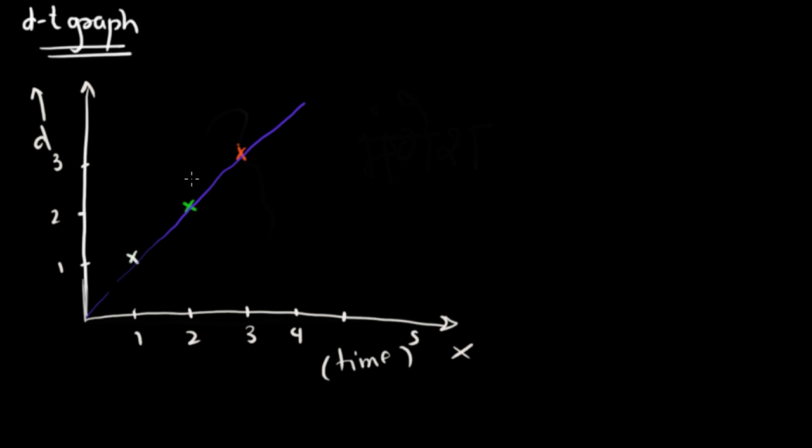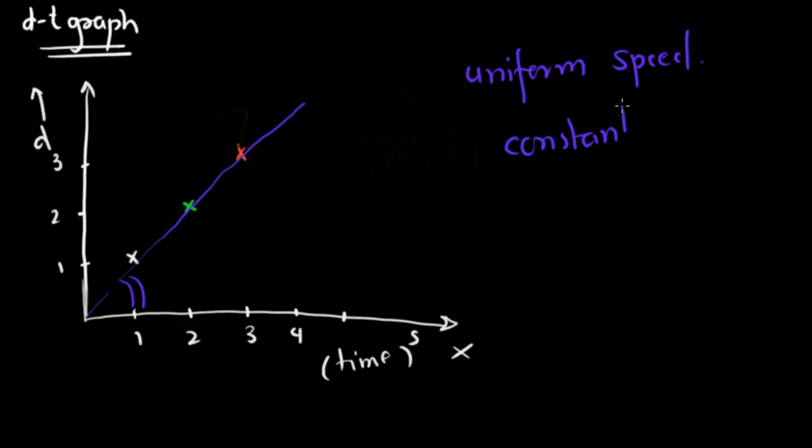But this time, unlike the DT graph of a stationary body, this straight line would be making some angle with my time axis. So this is the graph for a body which is moving with a uniform speed, or I would say constant velocity. That's a DT graph with a straight line making an angle with the time axis.